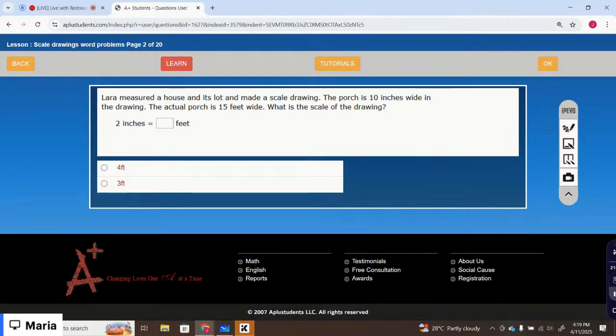Lara measured a house and its lot and made a scale drawing. The porch is 10 inches wide in the drawing. The actual porch is 15 feet wide. What is the scale of the drawing?